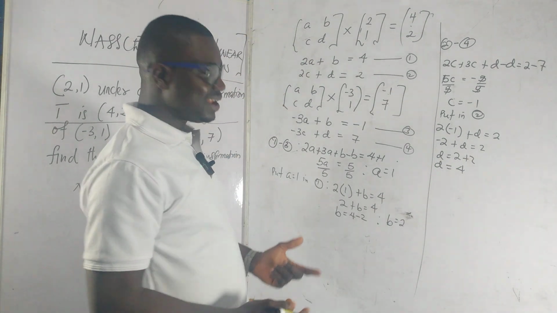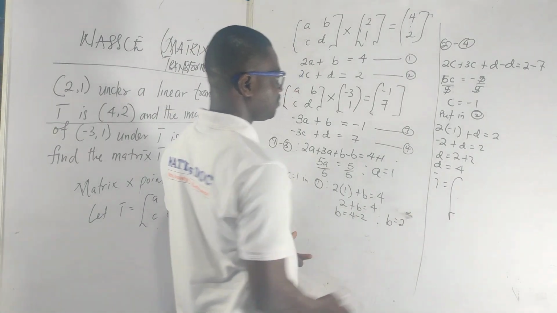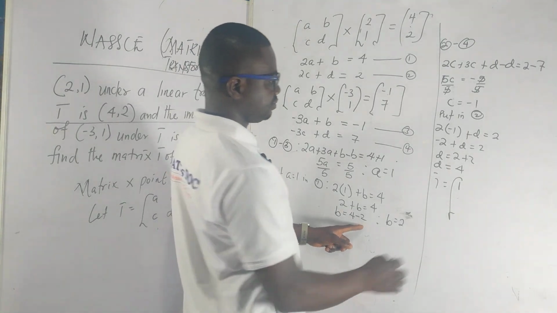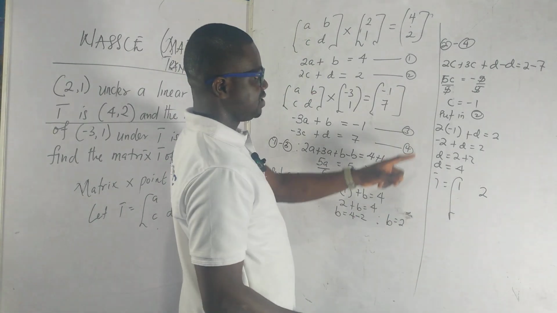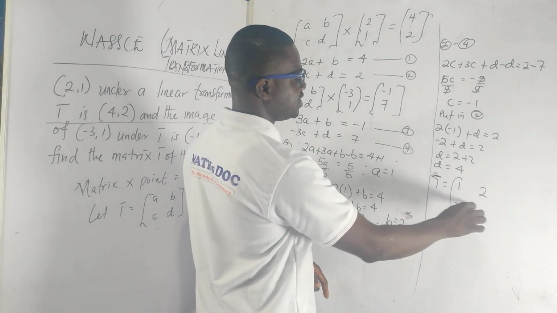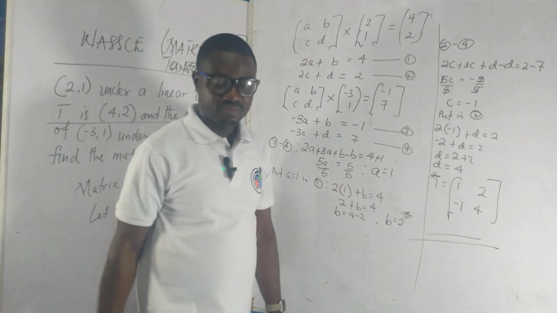That's good. Now let's write our matrix. T is equal to, our A is 1, our B is 2, our C is negative 1, and our D is 4. Thank you.